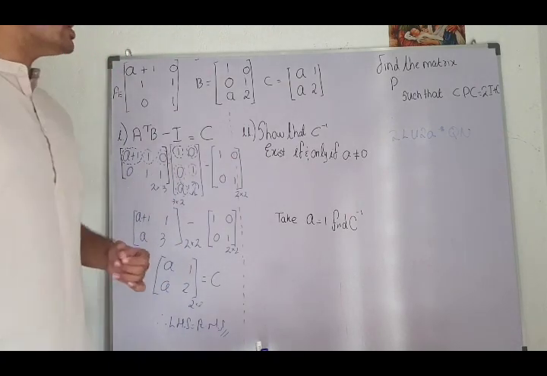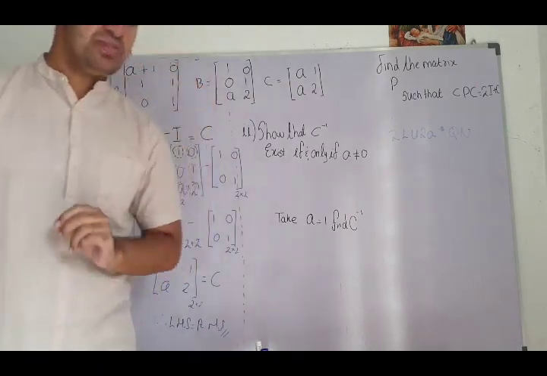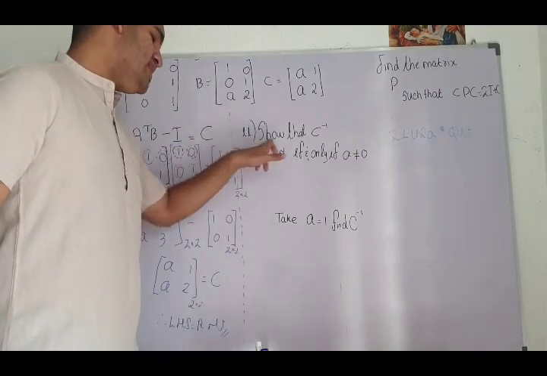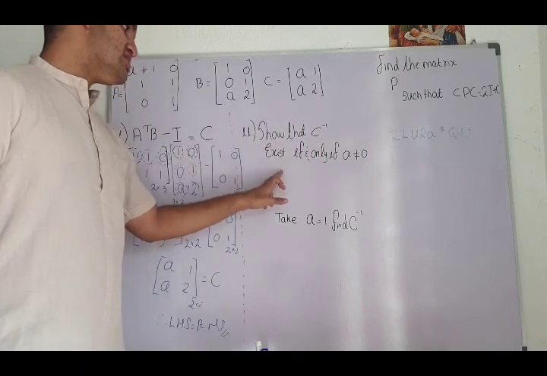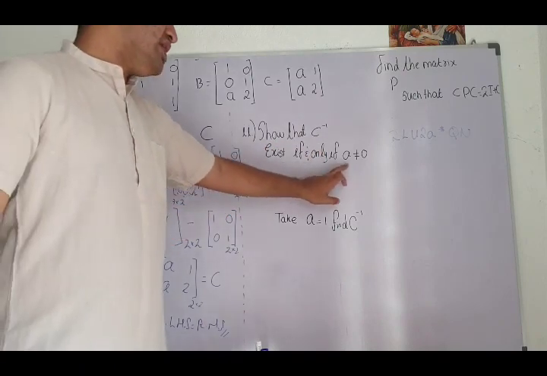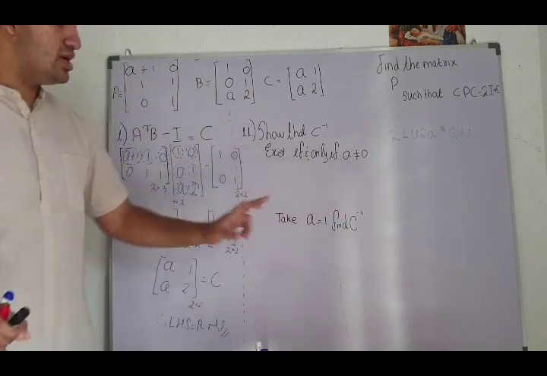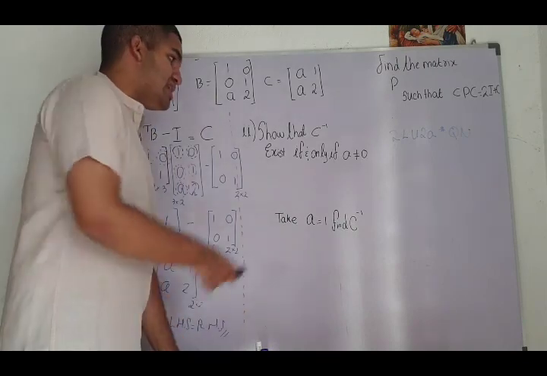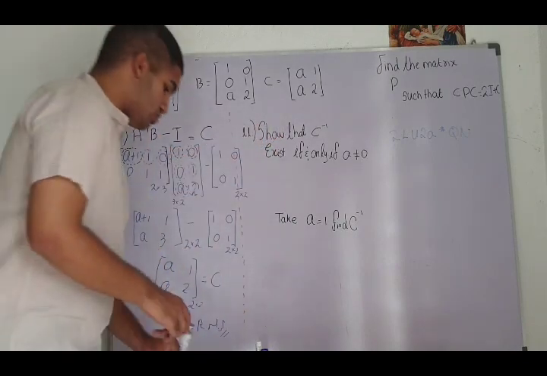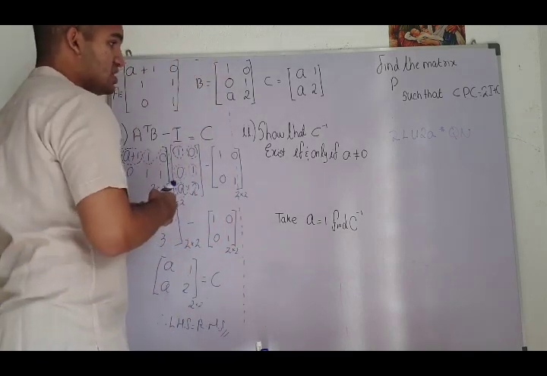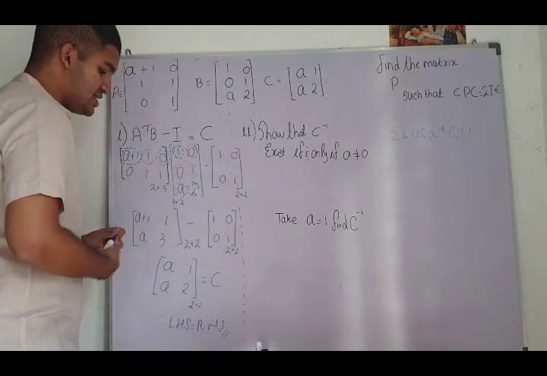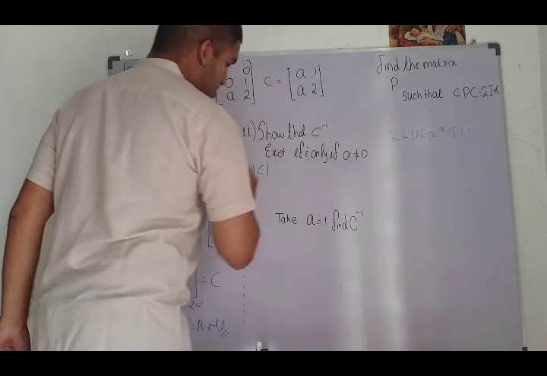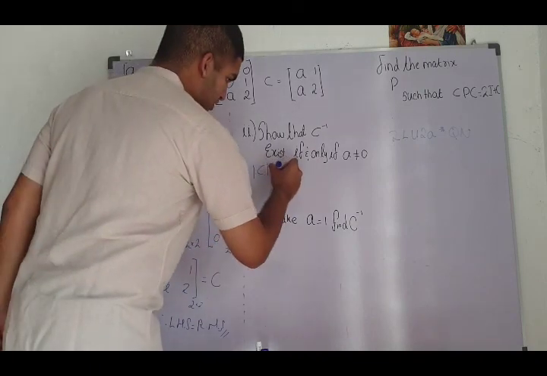The next question focuses on something called the inverse matrix, right? In here, they have said to show that C inverse exists if and only if A is not equal to 0. So if and only if A is not equal to 0, C inverse exists. Let's just show that. Now if I take the matrix C inverse, we have found that C inverse is this. First of all, we have to find something called the modulus of C. The modulus of C is found like this.